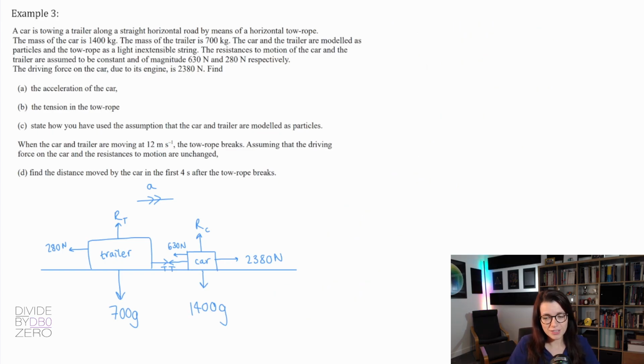For the next part of the question, it says that when the car and trailer are moving at 12 meters per second, the tow rope breaks. So that means this is no longer part of our diagram. Assuming that the driving force on the car and resistances to motion are unchanged, find the distance moved by the car in the first 4 seconds after the tow rope breaks. So for part D, it's specifically referencing the car, so we just want to focus on the car again. Going to the right is positive, and let's look at the forces.